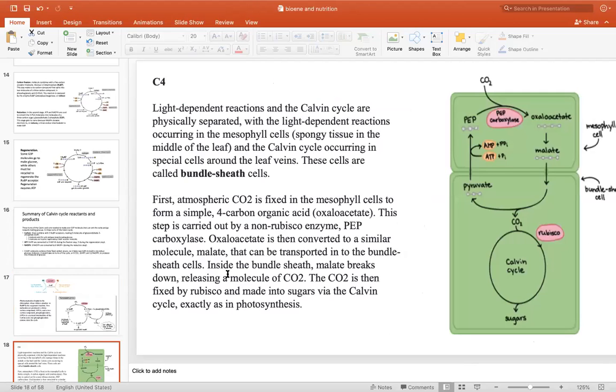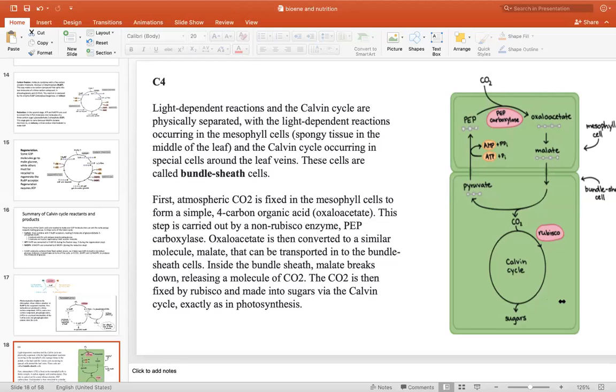The first mechanism is present in C4 plants. In C4 plants, the light dependent and the light independent reactions are separated physically. The light dependent reactions and the Calvin cycle are physically separated, with the light dependent reactions occurring in the mesophyll cells, which are the spongy tissue in the middle of the leaf, and the Calvin cycle occurring in special cells around the leaf veins.